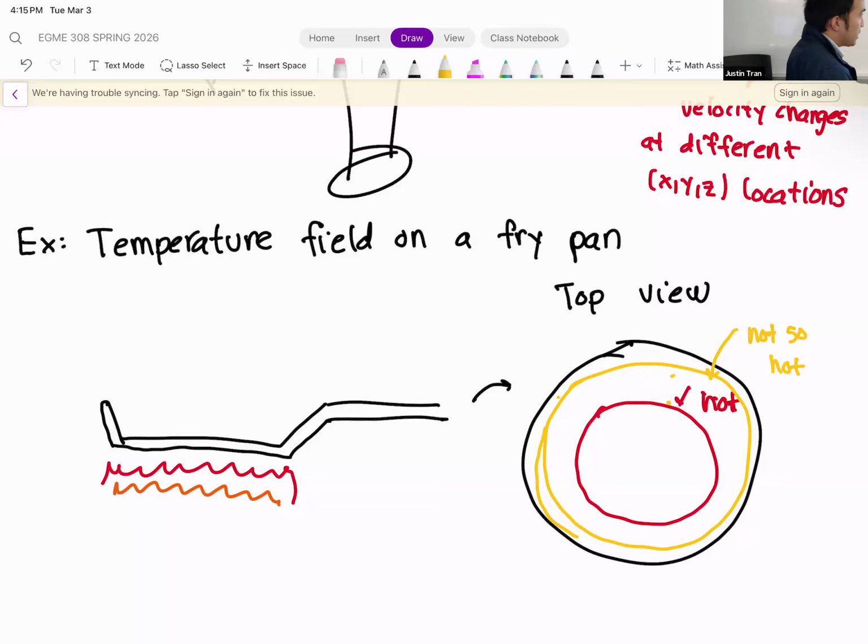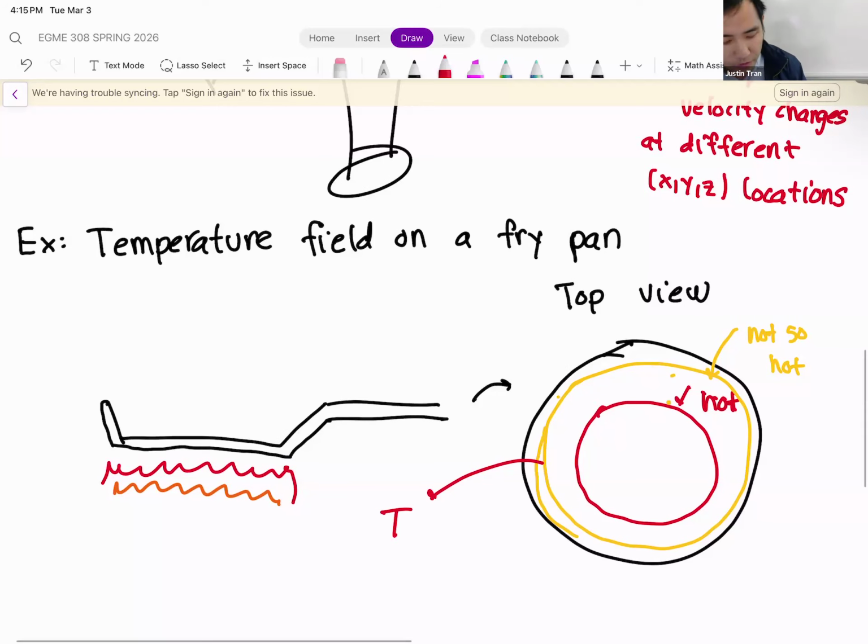All right, so this is another example of a field where we have some quantity. Our quantity here is temperature, right? And so we can say that our temperature is going to be a function of multiple variables here. So this is a two-dimensional case. We can just look at this in 2D. And in fact, it's a circular case, right?